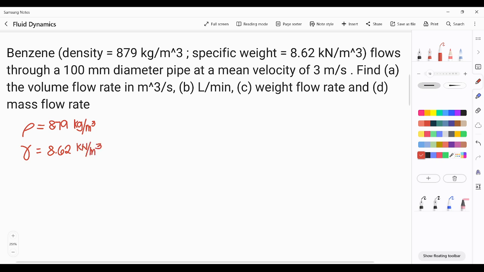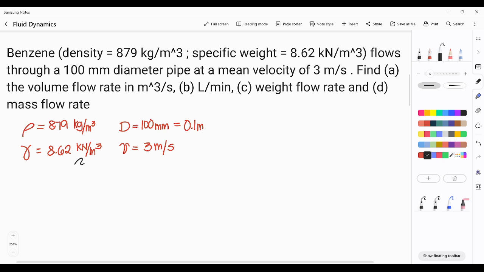Let's write down all the givens first so our solution is more organized. It flows through a 100 millimeter diameter pipe, so we have a diameter of 100 millimeters or simply 0.1 meters. And the mean velocity, basically the velocity of the flow, is 3 meters per second. Now that we've written everything down, we can proceed to our solution.